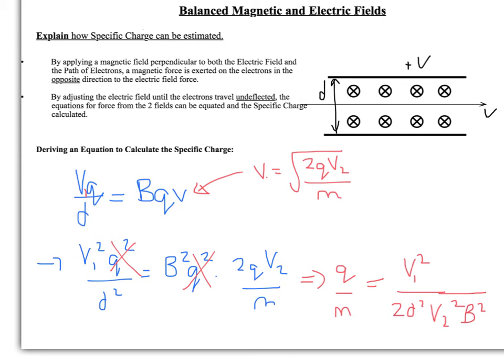So again, just to recap here, this V1 is the potential you apply across the electric plates here. This V2 is the potential difference on your electron gun, then your magnetic flux density B, and your plate separation, this d here, and from that you can calculate your specific charge, but only under the condition at which the electron passes through completely undeflected. Let's move on and look at how they calculated the actual charge.